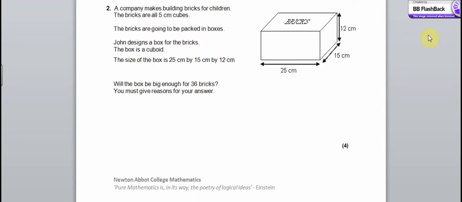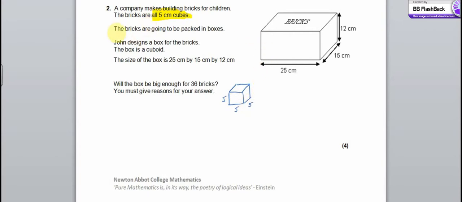Okay, question 2. Piles of words. But this is a stacking problem, of which the exam boards seem to be getting more fond. So this is telling us a company makes building bricks for children. The bricks are all 5 centimetre cubes. Right, we don't care about the children or the building bricks, but we do care that they're 5 centimetre cubes. Probably worth drawing a little sketch of one of these, because a 5 centimetre cube is, of course, 5 centimetres in each direction. And that's the important thing, isn't it?